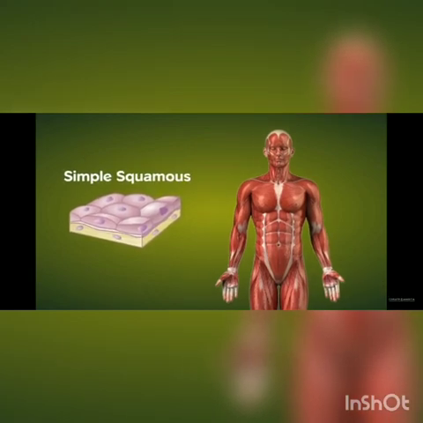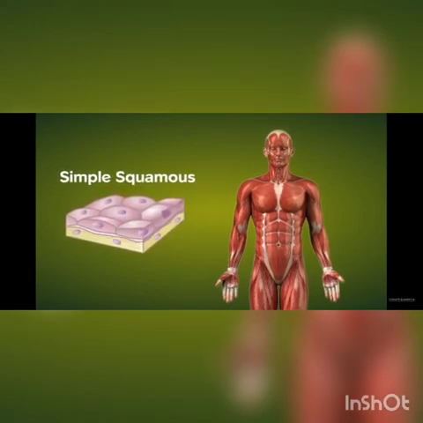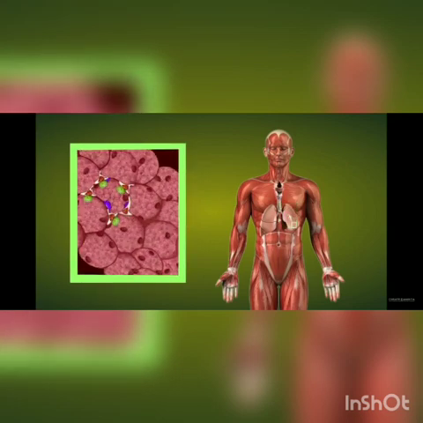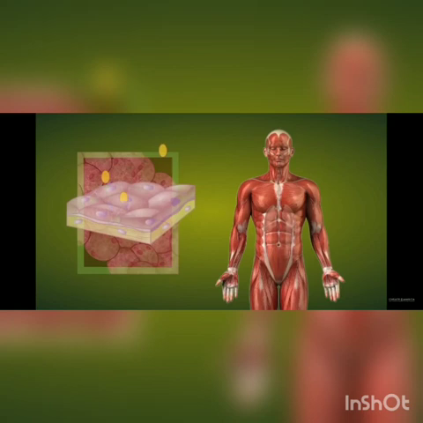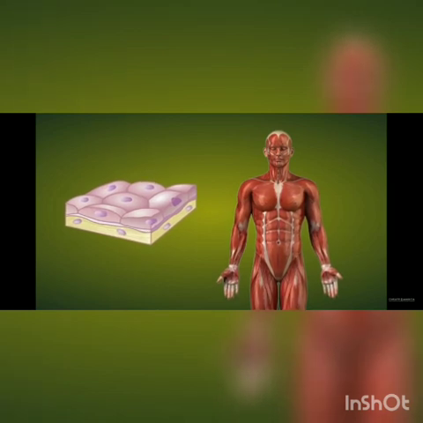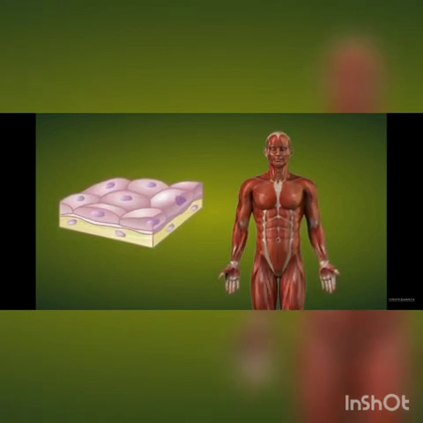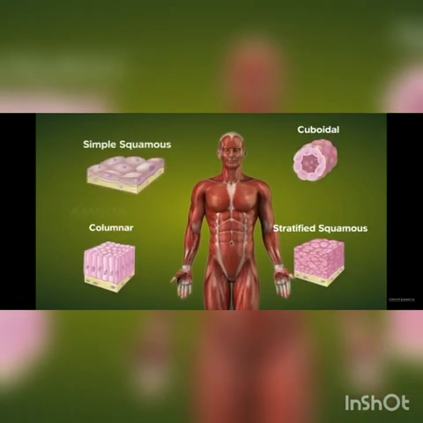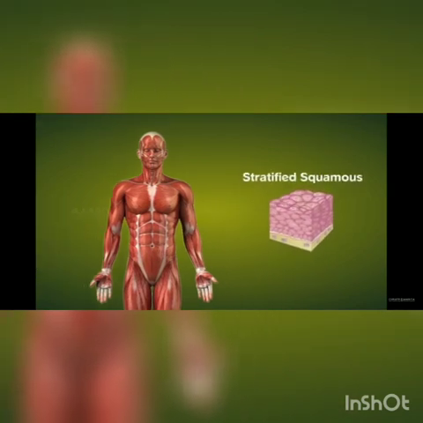Simple squamous is closely packed and is present in the lungs, in the alveoli. It does the function of transport of oxygen. It is a single layer of cells, irregular in shape and closely packed. Are you able to see the cell nucleus structure? Only that is given in violet color. The yellow color is adipose tissue.